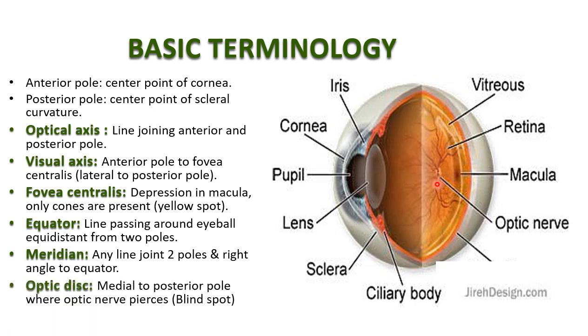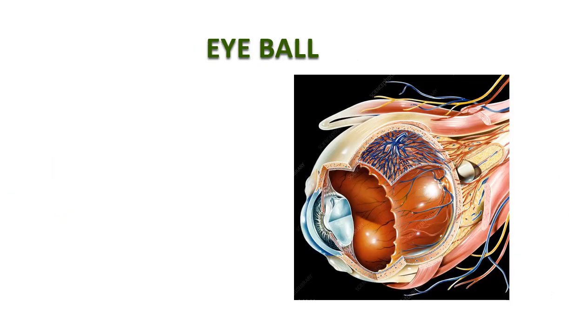The optic disc, as I told you, is at the posterior pole of the eye, from where the optic nerve emerges. That is called the optic disc, and it is also called the blind spot, because rods and cones are absent here.